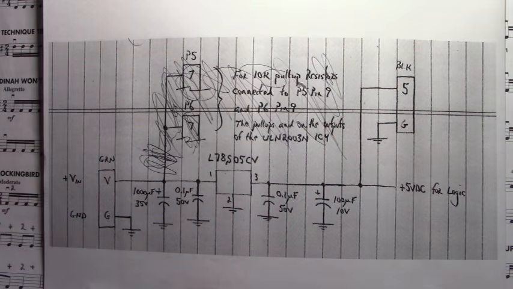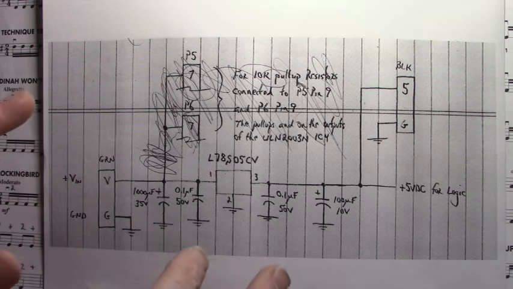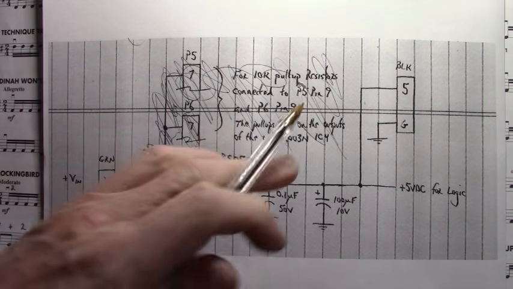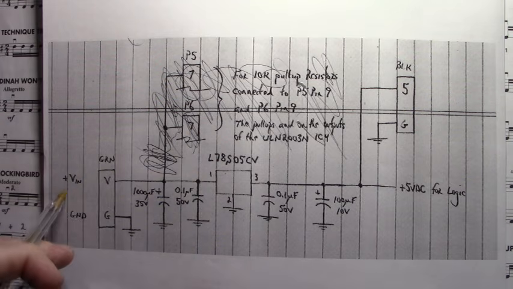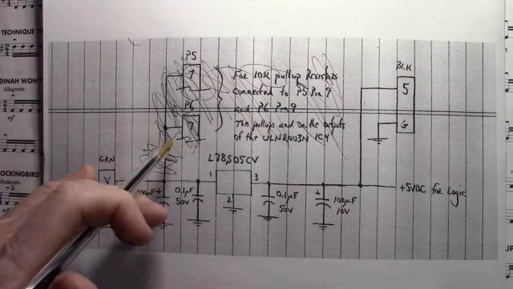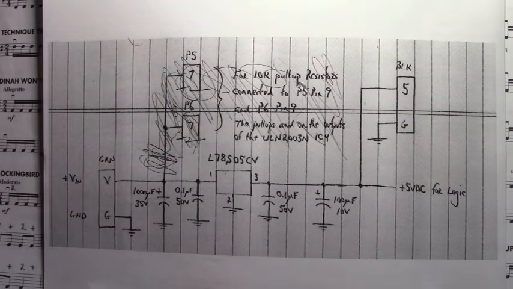P5 pin 9 and P6 pin 9 are connected to the pull-up resistors of the ULN2003. Now, sometimes you don't need a pull-up resistor, at which time you don't connect to pin 9 of the P5 connector or P6 connector. So I apologize. Don't connect plus VN to pin 7 of the P5 or P6 connector.